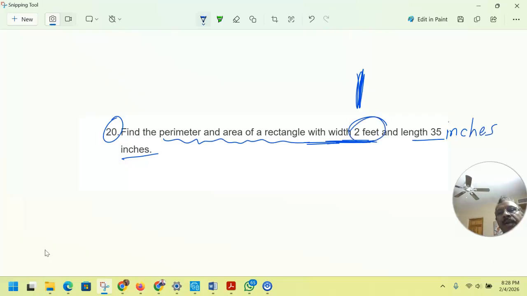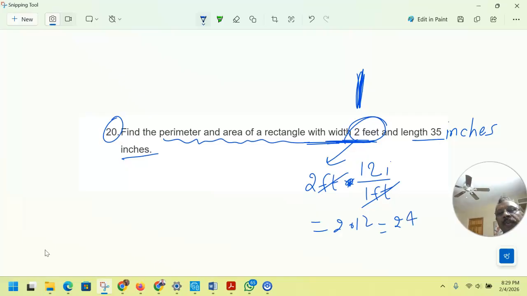So what we will do is we convert this 2 feet into inches, because 1 foot is 12 inches. So this crosses out, and 2 times 12 is 24 inches. So the length, 2 feet, basically means 24 inches. So this is 24 inches.